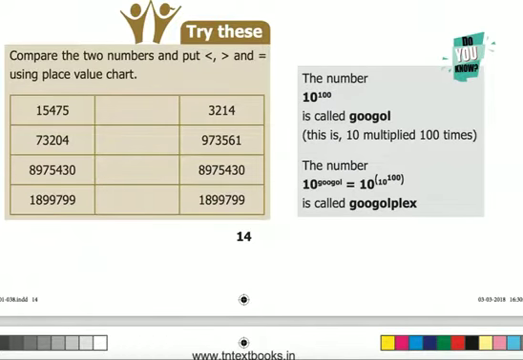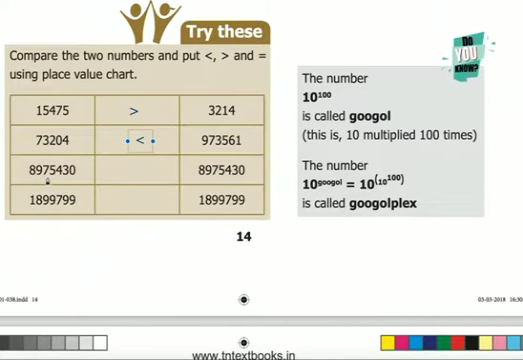Now we will put less than, greater than, with ease. Okay. How many digits? 5 digits. How many digits? 6 digits. So which is greater? 6 digits is greater, right?